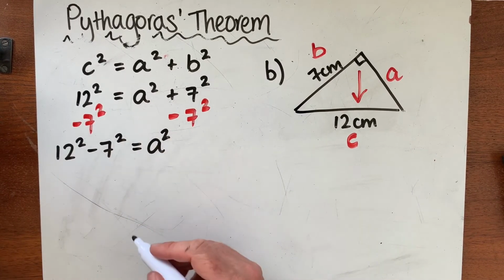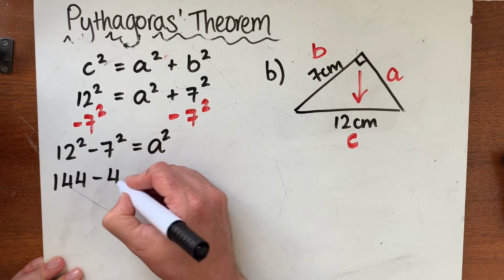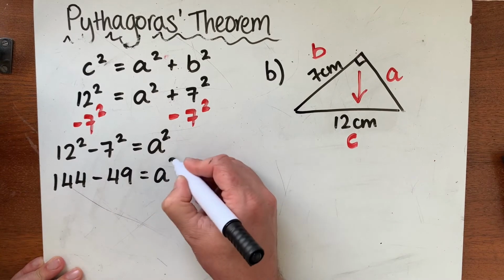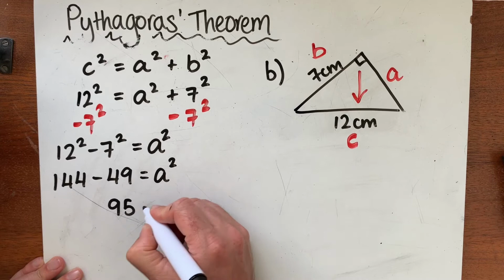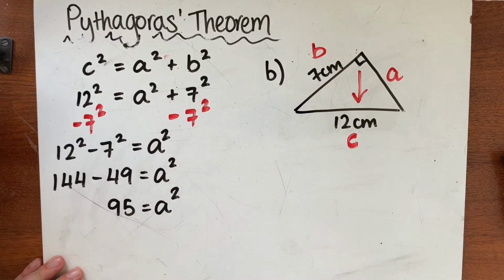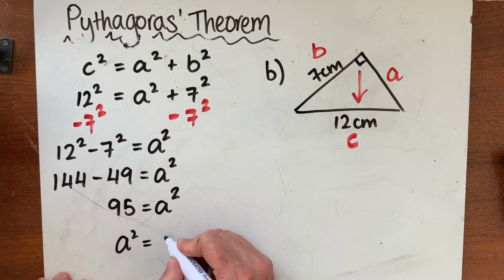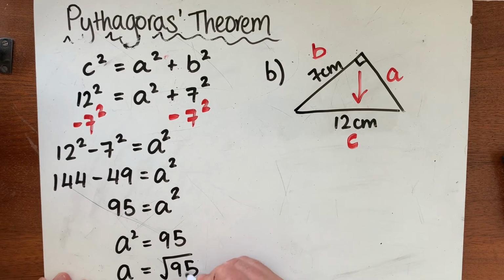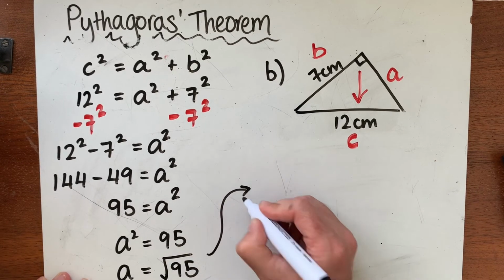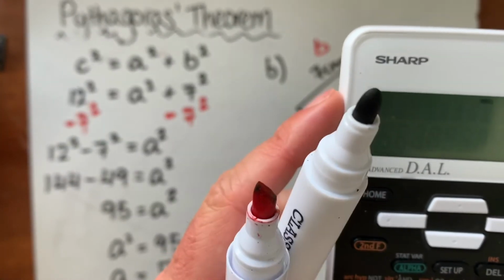And from here, we're going to do some subtraction. So 144 minus 49 equals A squared. If we do our subtraction here, we get that A squared is equal to 95. This is the point at which I'm going to spin this round. So A squared equals 95. And I need to work out now the value of A, which is the square root of 95.